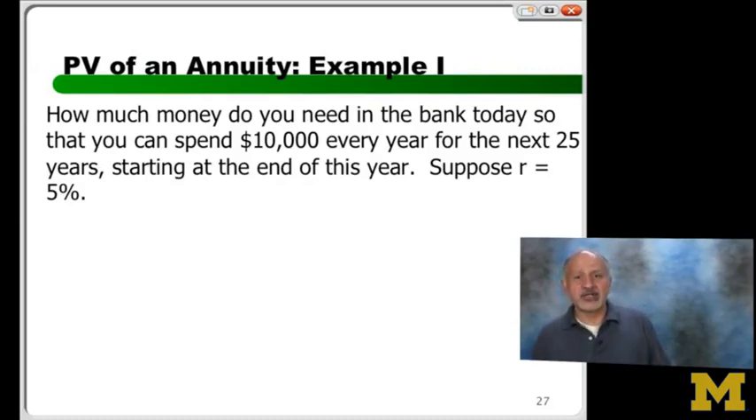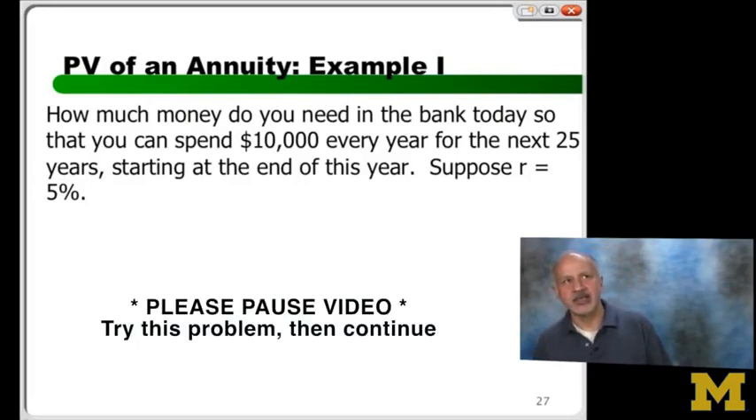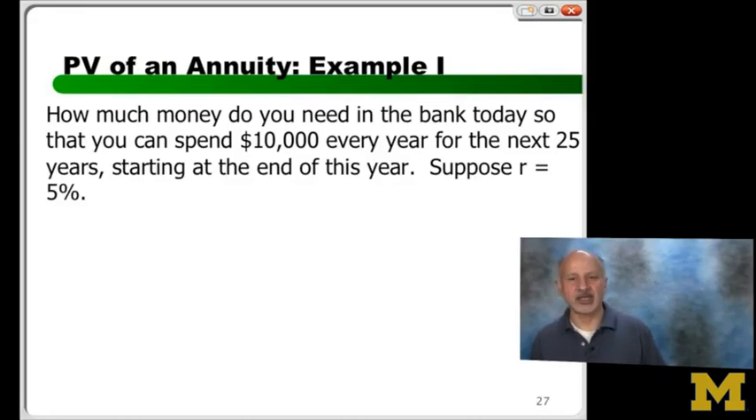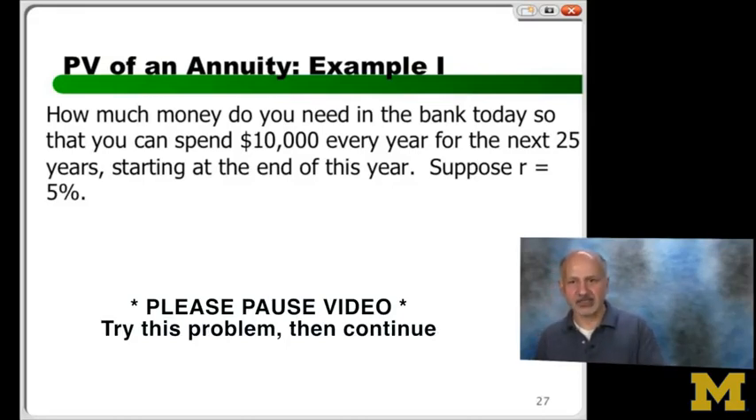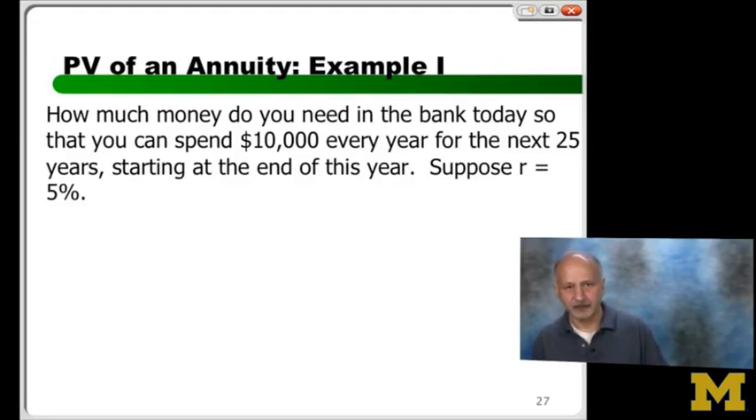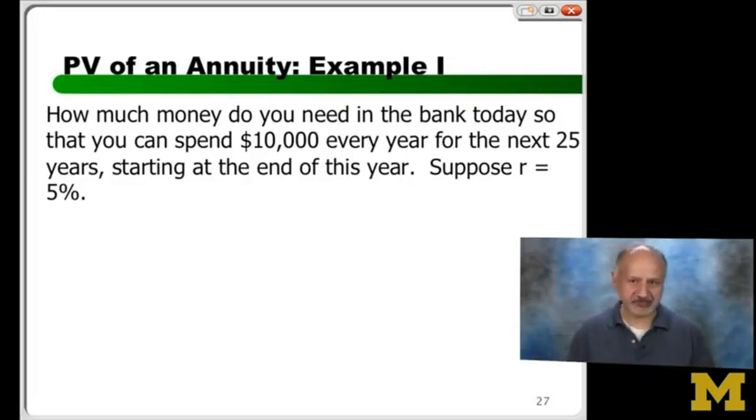How much money do you need to put in the bank today so that you can spend $10,000 every year for the next 25 years, starting at the end of this year? So think about this. What kind of problem is this? This is a problem where you need money today and you are thinking about using it and depleting it over time, right? So suppose the interest rate is 5%, and I think we're becoming very real with interest rates. We've gone from 8 to 5 now. That's where the real world looks like right now.